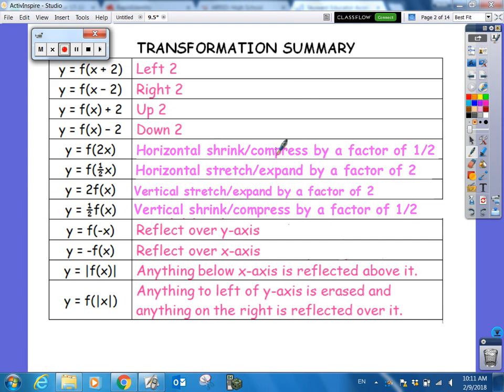The first four are probably the most common. Left, right, up, and down. You know all of those. Think about a parabola. The 2f of x and half f of x, those are some you know as well.